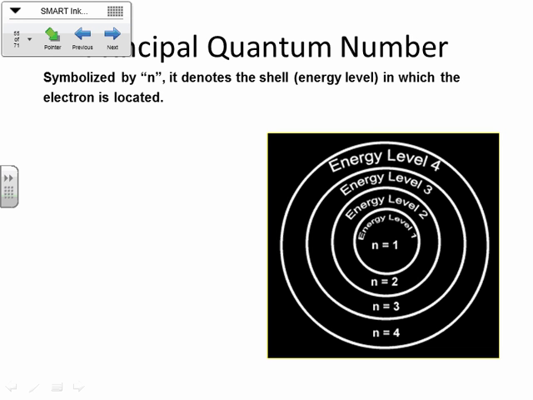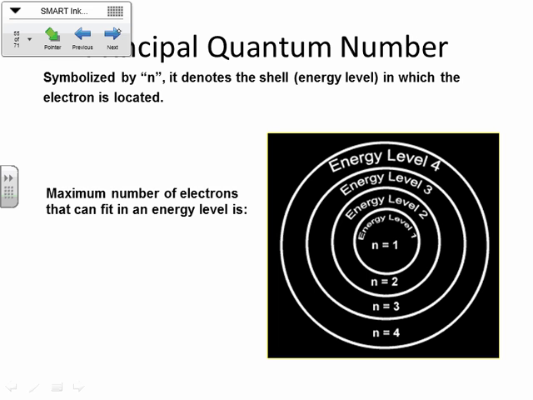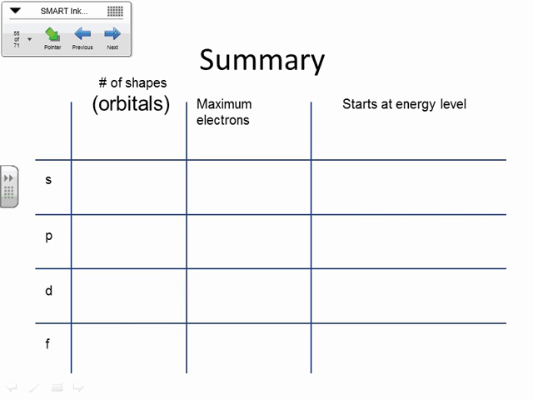Okay, so this is basically what I just drew. N equals 1 for the first energy level, N equals 2 for the second, 3, 4. And the maximum number of electrons that can fit in an energy level is, and I'm not too worried about this formula either, because I think I want to just get to the Aufbau diagram.